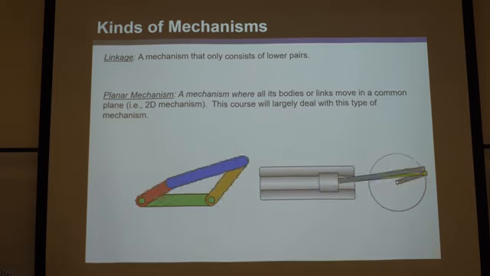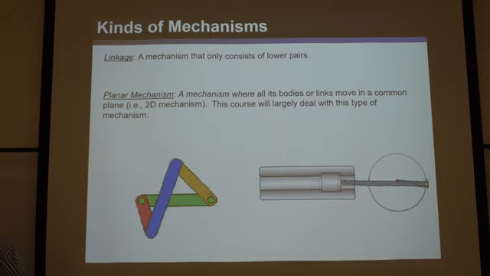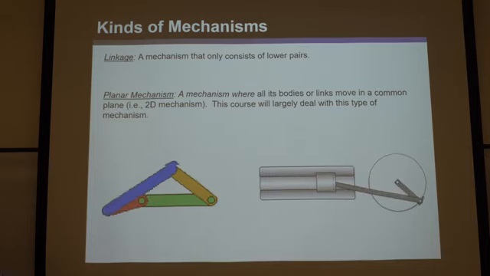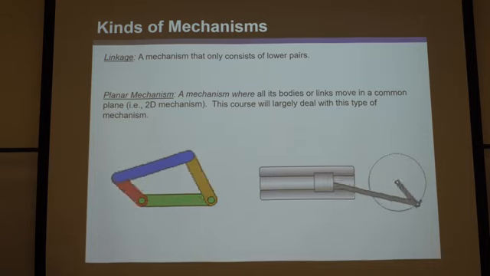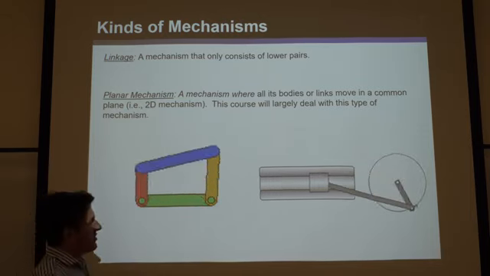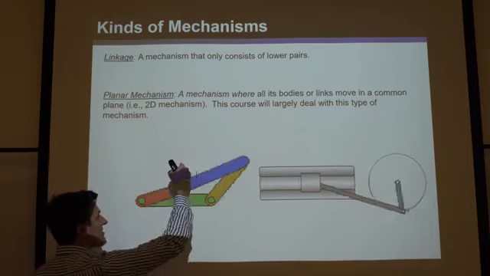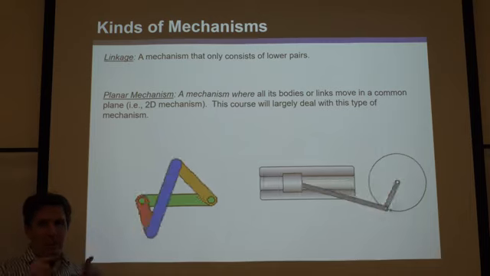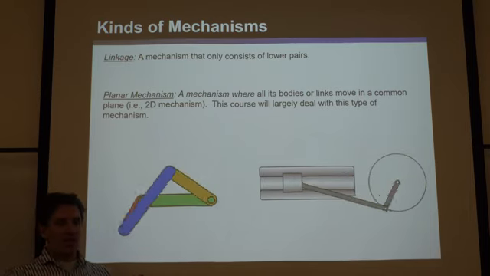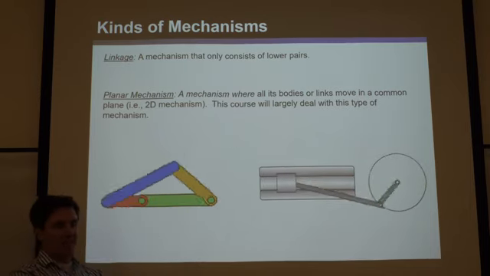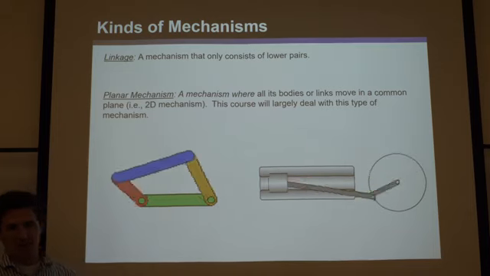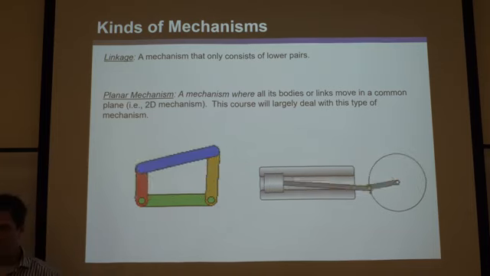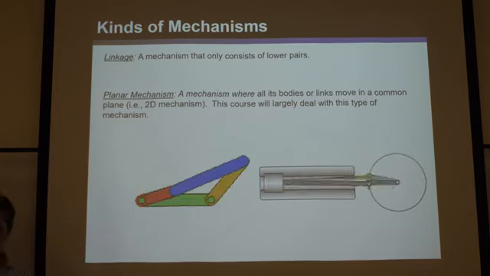Okay, so let's define what is a planar mechanism. Well, a planar mechanism is a mechanism where all of its bodies or links move in a common plane. It's also called a 2-dimensional mechanism. For instance, if I were to get a marker and put dots on different links that are moving, and I were to trace the path of those dots, if all those dots lie on the same plane, then it's a planar mechanism. And they all move in 2D.